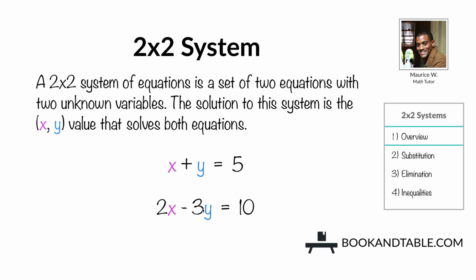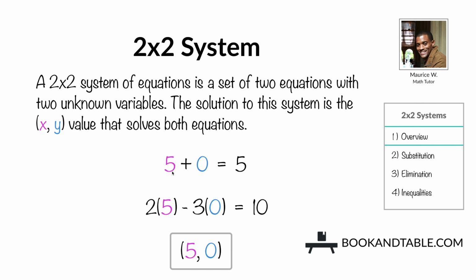Now, 2x2 systems. A 2x2 system of equations is a set of two equations with two unknown variables. The solution to this system is the xy value that solves both equations. So for example, x + y = 5 and 2x - 3y = 10 is an example of a 2x2 system. We have two equations and they each have the same two variables, x and y. And the solution is when x is equal to 5 and y is equal to 0.